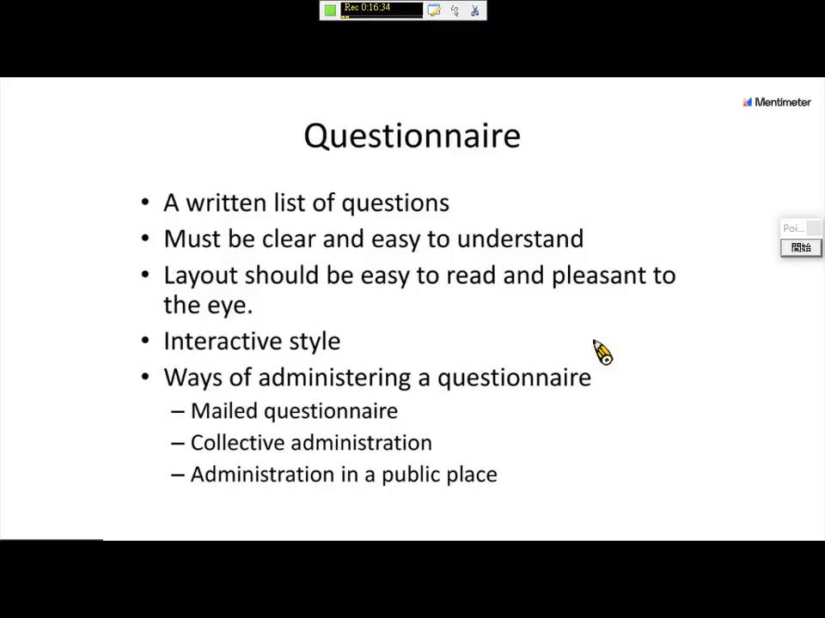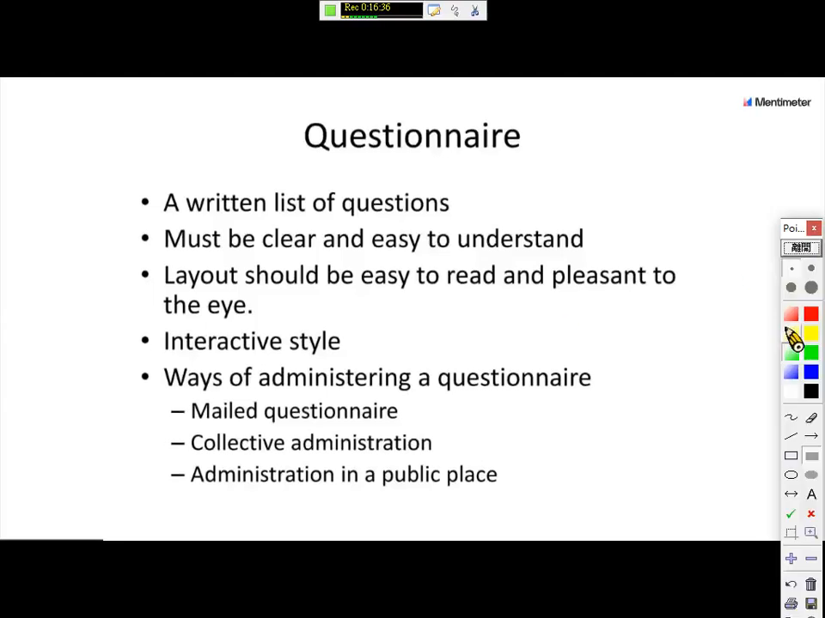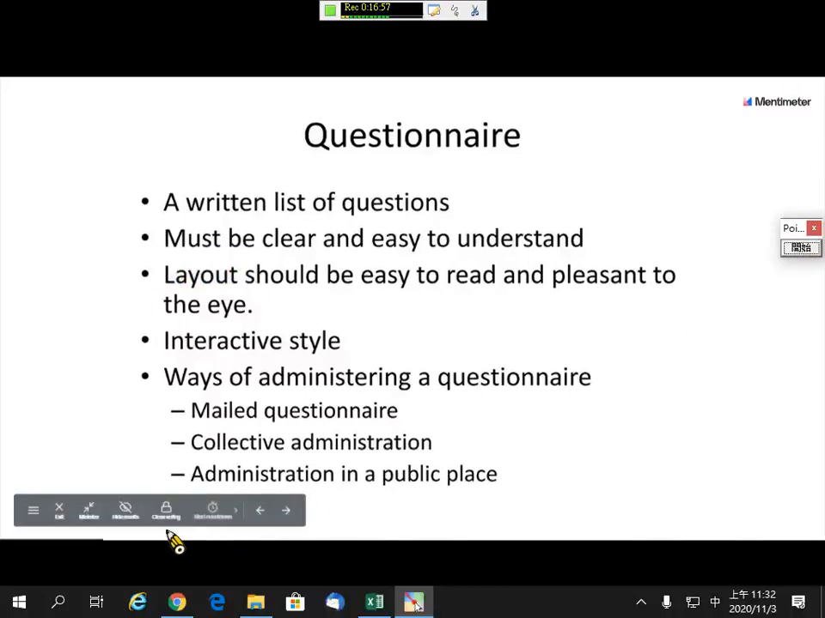And also, it's very important to keep in mind that the layout should be easy to read and pleasant to the eye. The layout must be easy on the eyes. So imagine this, how many pages can you have for your questionnaire? Normally, let me ask you one very simple question.